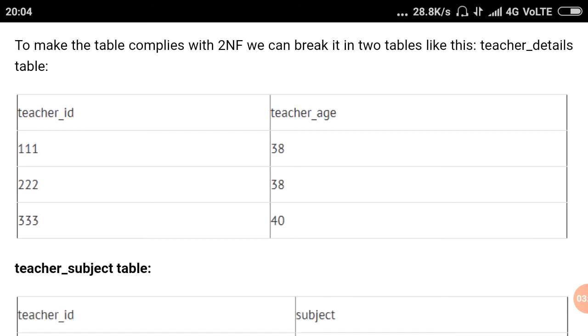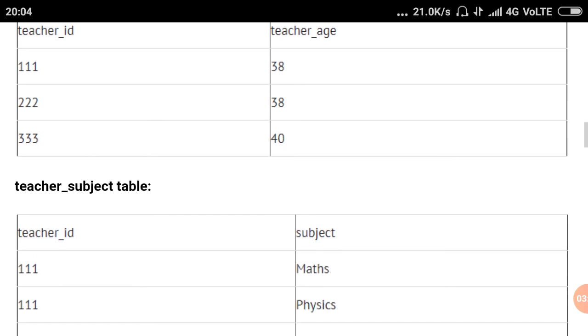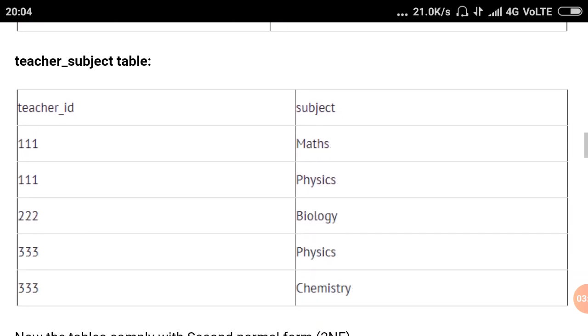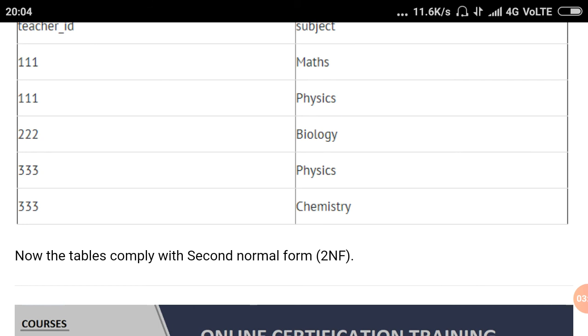In this table we have just stored the details of the teacher. In the second table you can see that we have teacher ID and subject. Now this table complies with the second normal form.